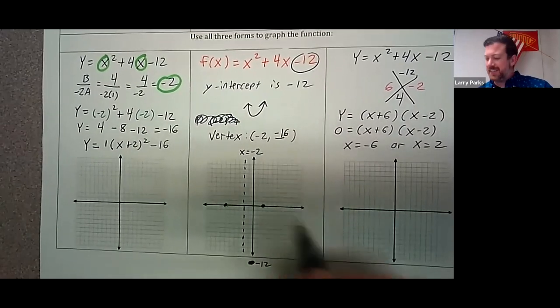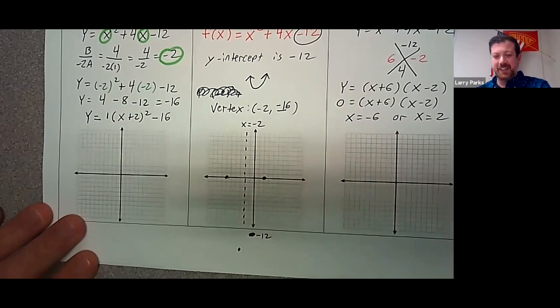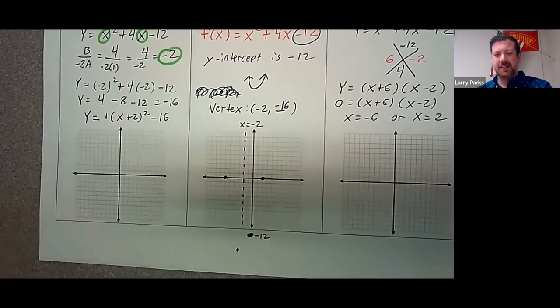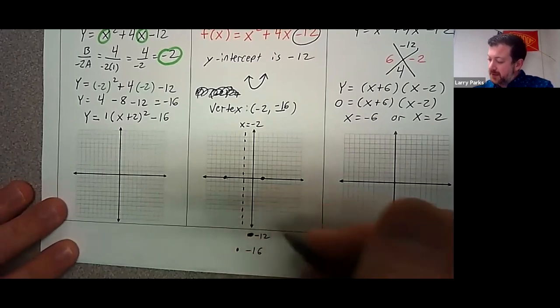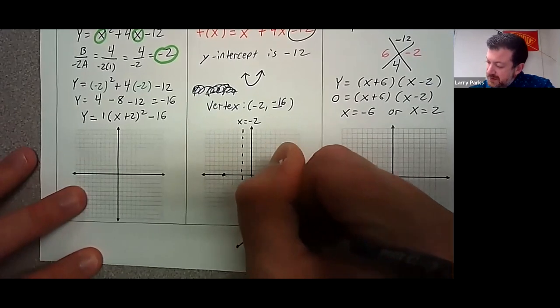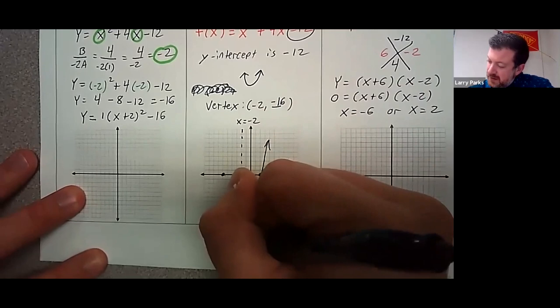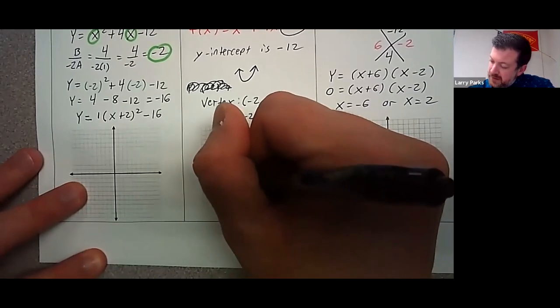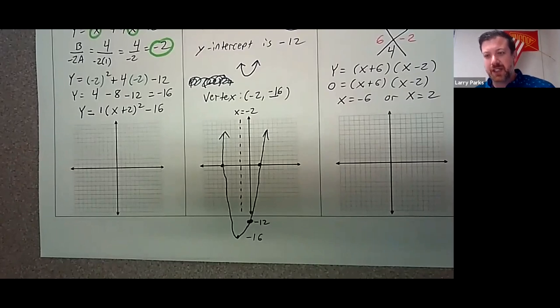So if I go down here to -2, way down here to -16, that's the vertex. Okay. So it's going to look something like, it's going to go, and that's what we call a rough sketch. Okay, it's not perfect.